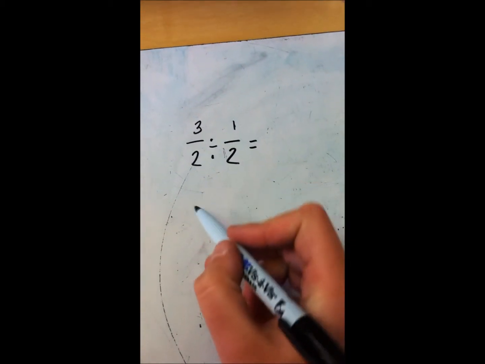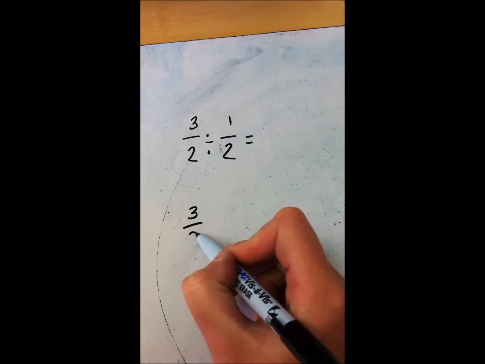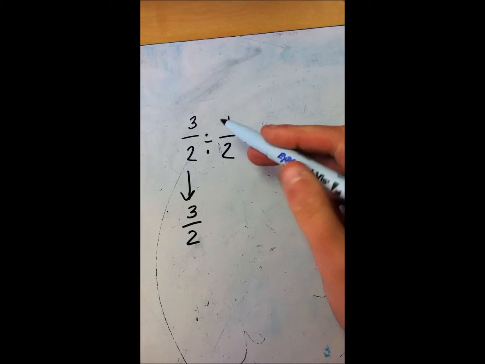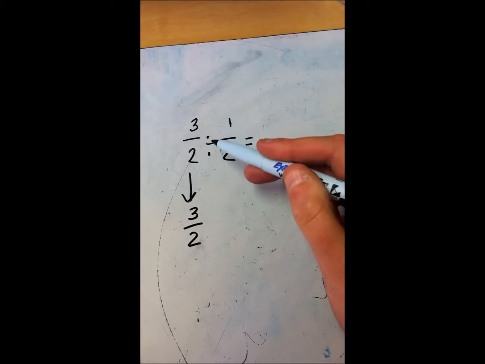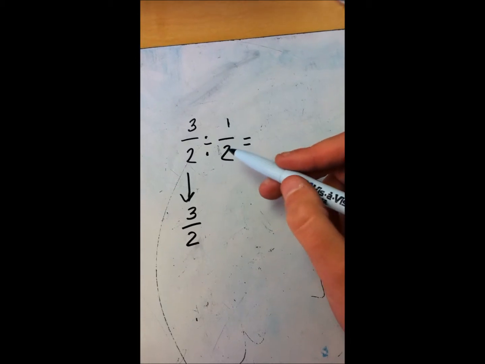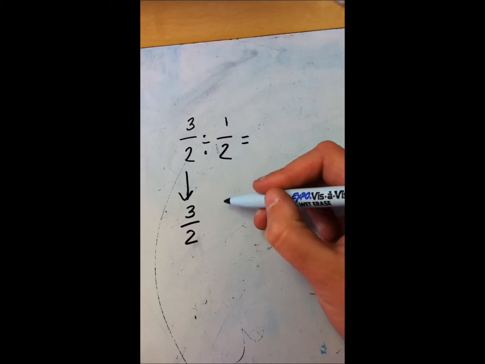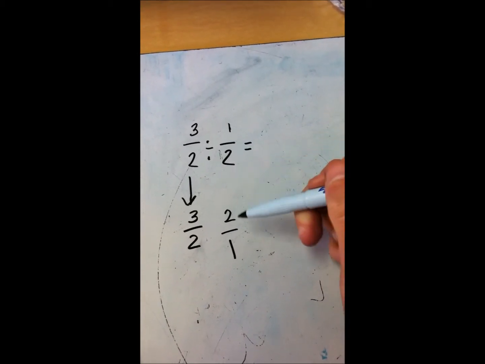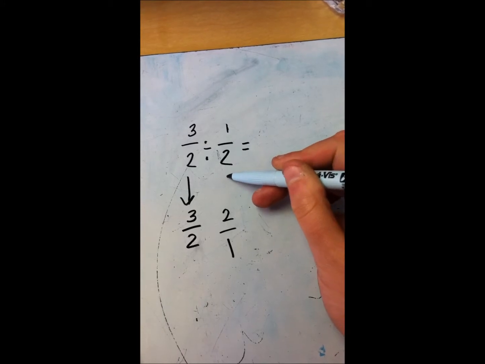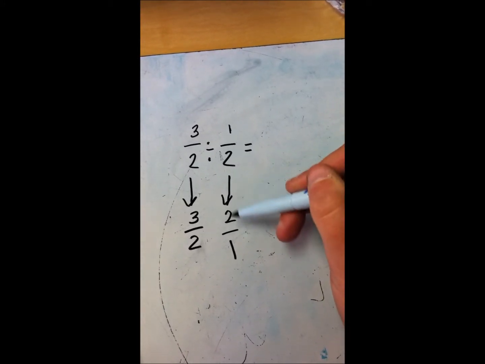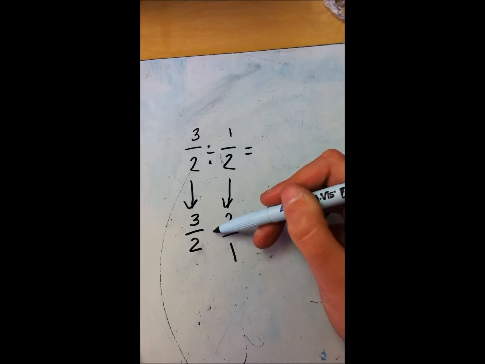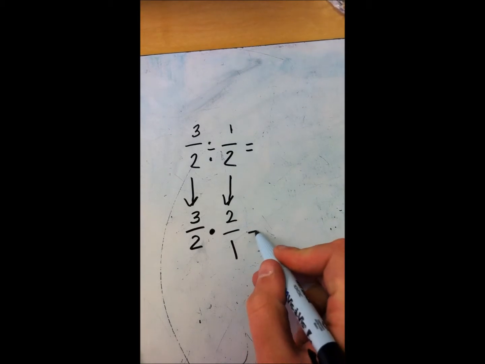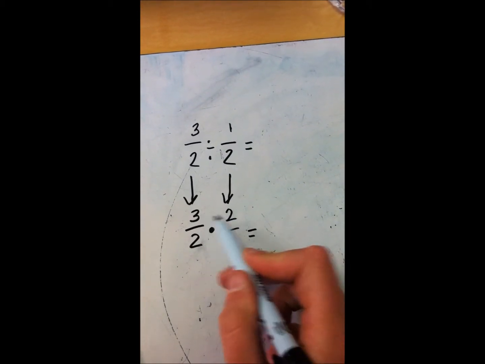Okay? What you have to do, that first fraction stays the exact same. But the second part of the problem is going to change. You're going to flip the second fraction. You're going to use the reciprocal. That was the fancy math word to say that you just flip it upside down. So now the 2 is on top and the 1 is on bottom. Now, when you do that, this division sign changes to multiplication. And at this point, all you do is multiply across.